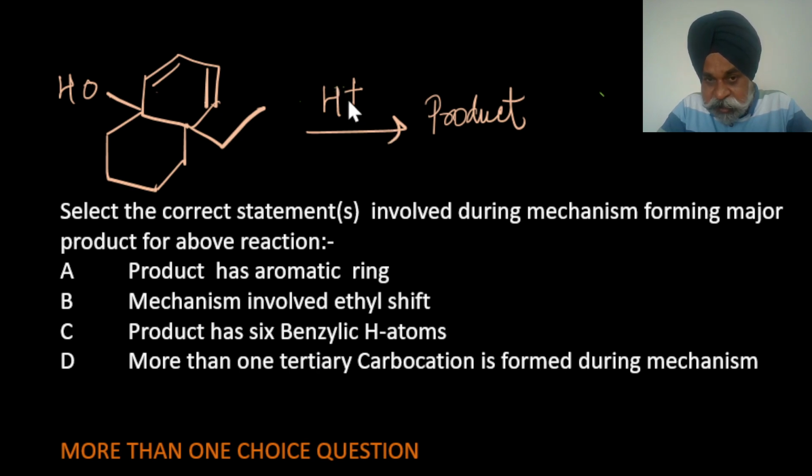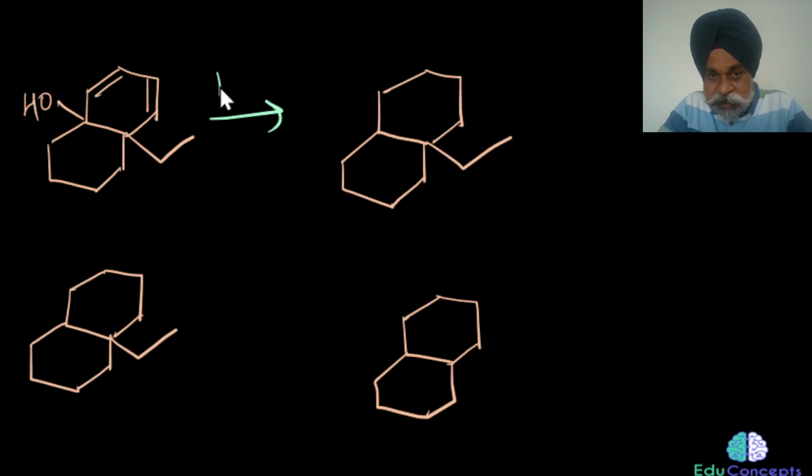Now, in this question, again, the H positive is added. So before we give the final product, you have to remove the H positive. Once we get the product, we have the major product. Now, what is being said about it? Select the correct statement involved during the mechanism forming the major product of the above reaction. So let's first make the structure, make the compound, and then we'll see what the options given to us are.